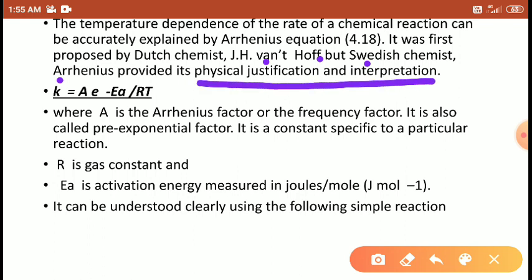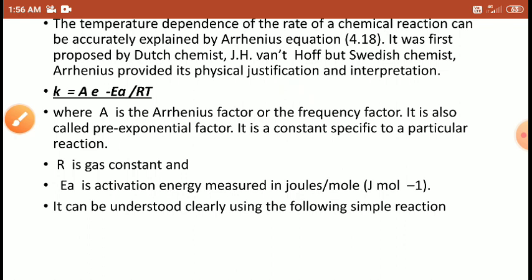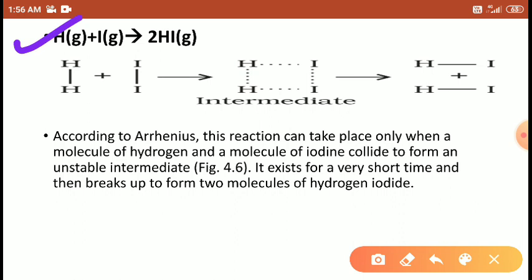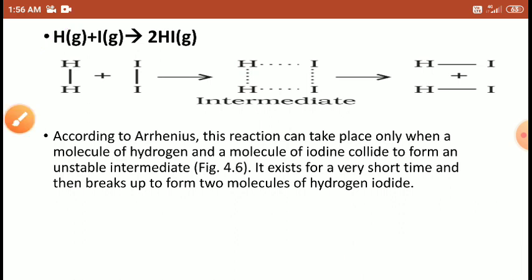K is the rate constant, and A is the proportionality constant, with the exponent of minus Ea by RT. A is the Arrhenius factor or frequency factor, also called the pre-exponential factor, R is the gas constant, and Ea is the activation energy in joules per mole, right students? How this equation arises we will discuss here. So take one example, students, hydrogen gas.